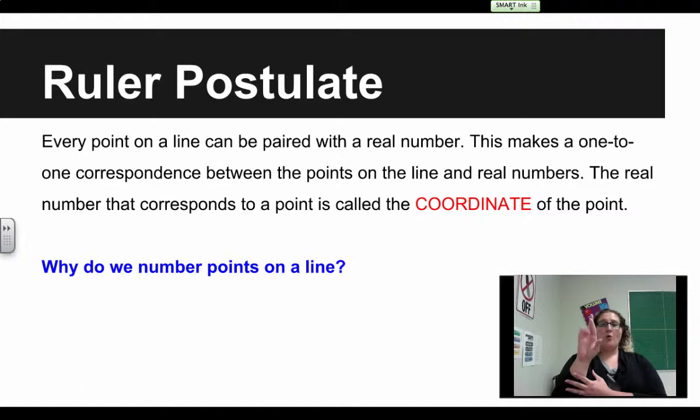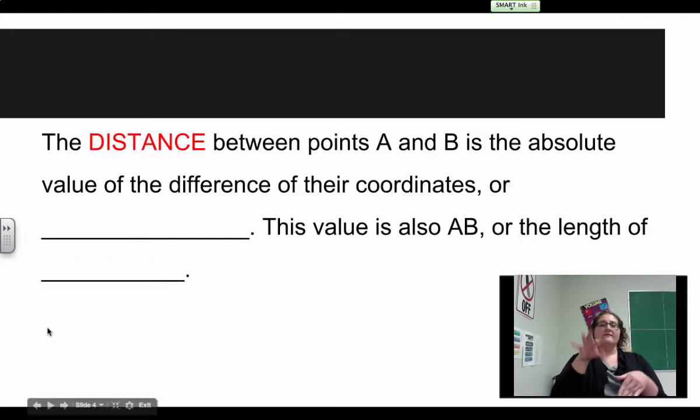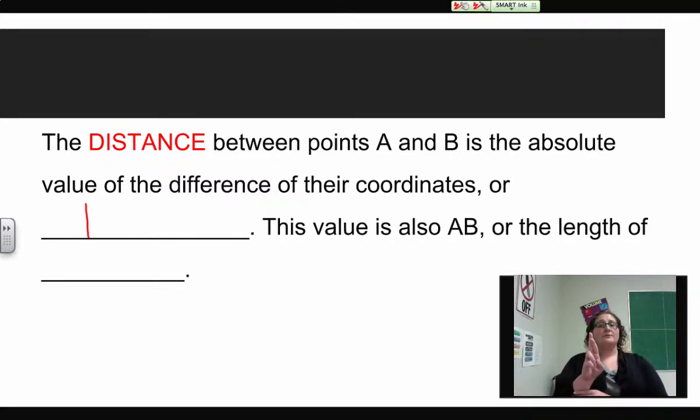Why do we use number points on a line? It's so that we can find the segment length. The distance between points A and B is the absolute value of the difference of their coordinates, or the absolute value of A minus B. This value is also AB, or the length of segment AB.